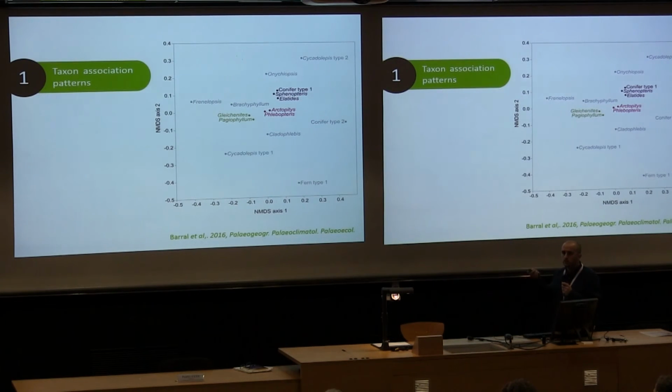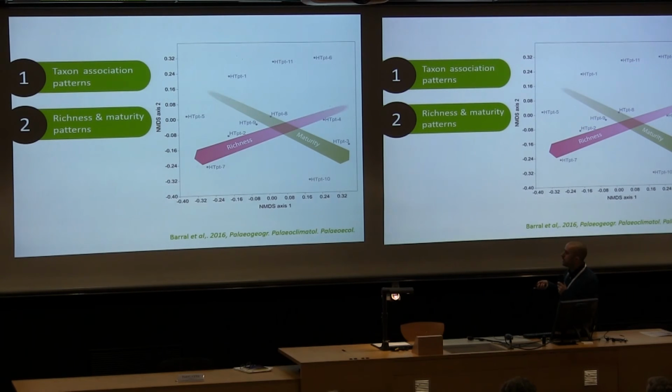We took into consideration these conclusions to study the plant community patterns in 12 beds of the Autrage series. So in the first stage, we analyzed the spatial and temporal patterns of this paleocommunity diversity to look for taxon association patterns. So here you can see the output of a non-metric multidimensional scaling showing the recurrent association in space and time of fern and conifer taxa such as Leicanites and Paiophyllum, Arctopteris and Phlebopteris, and Sphenopteris with the conifers Elatides and a new conifer type.